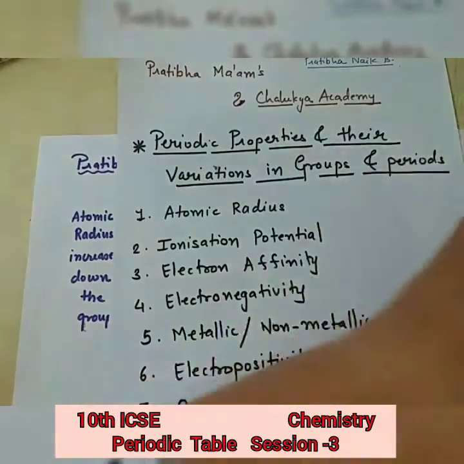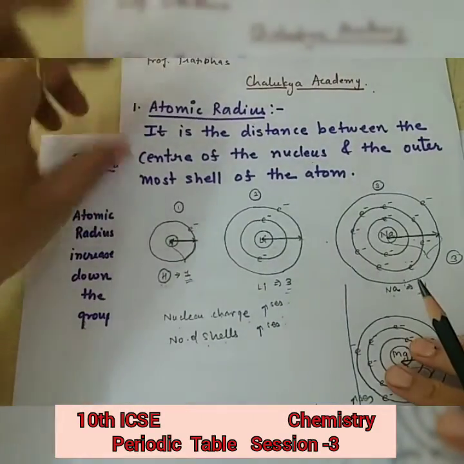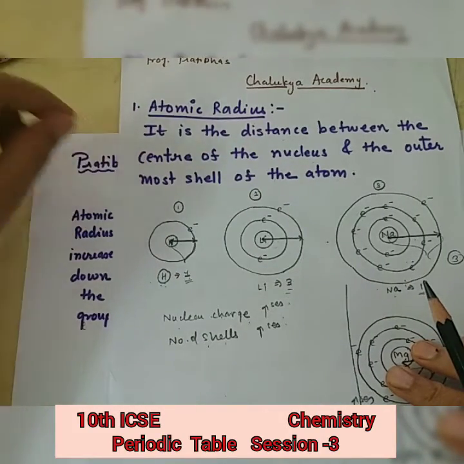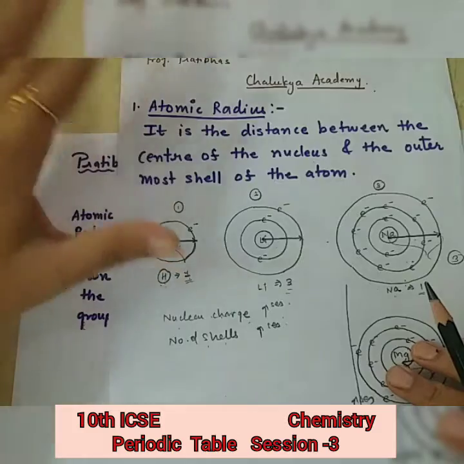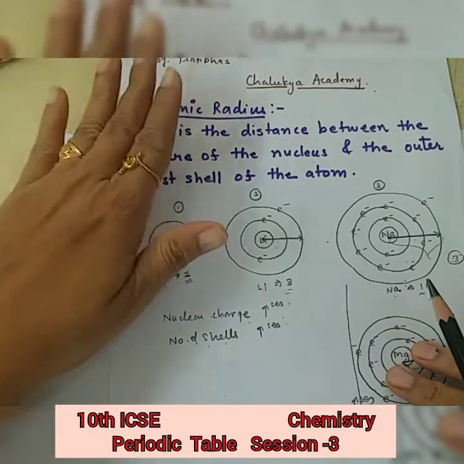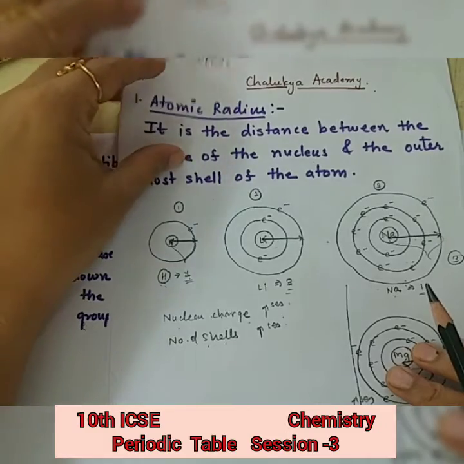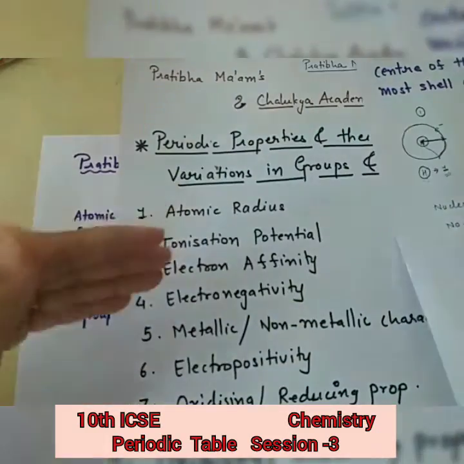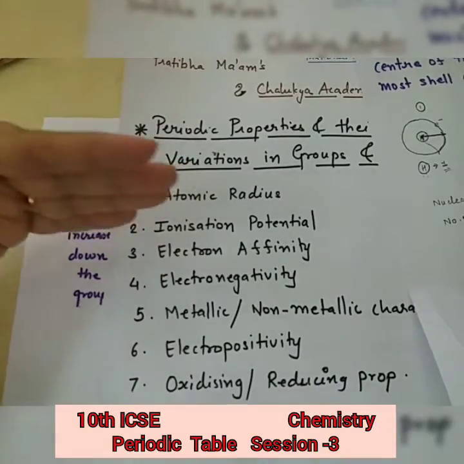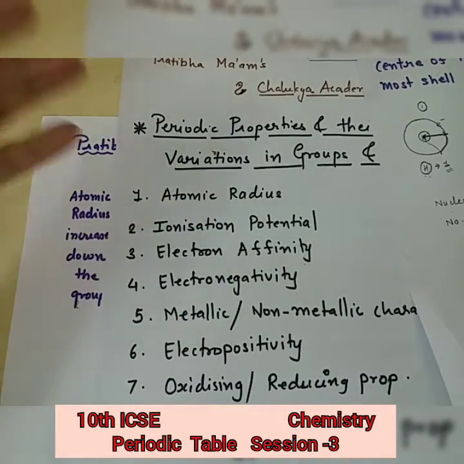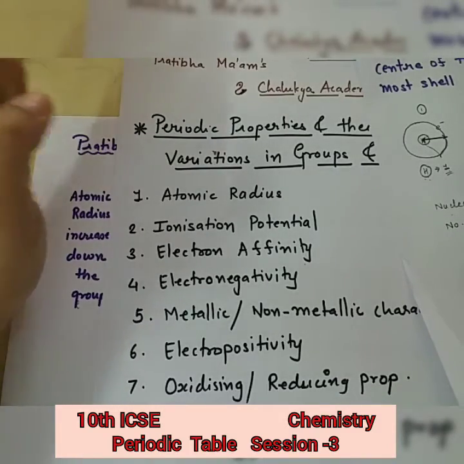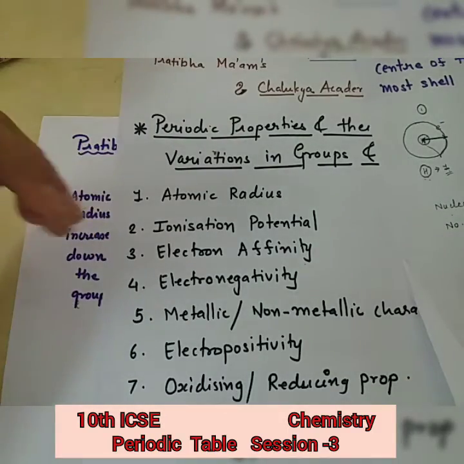So we have seen the definition of atomic radius, that is the distance between the center of nucleus and the outermost shell of the atom. As I told you, this is a very important concept because based on the atomic radius you are going to decide the magnitude of the remaining periodic properties in the given periodic table, how they are changing, how their magnitude is changing across the period or down the group.